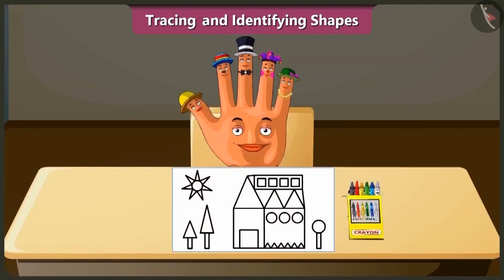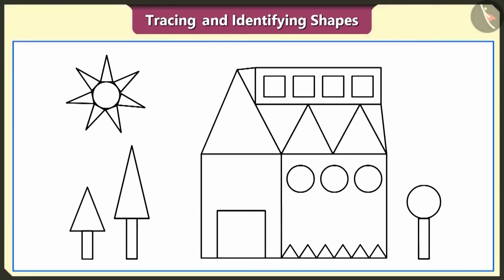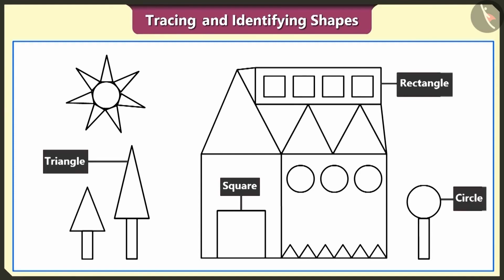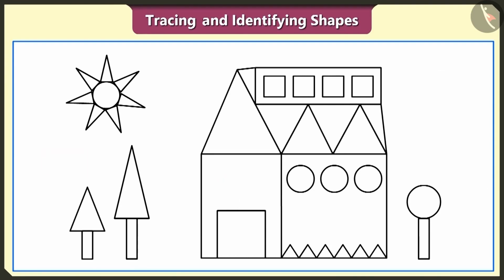Friends, let's see the second example now. Look, this is a figure made by tracing square, rectangle, circle and triangle shapes. Let's fill this figure with colors. First of all, we will fill all the triangles with yellow color. Look, can you see this? Now, we will fill in all the circle with red color.